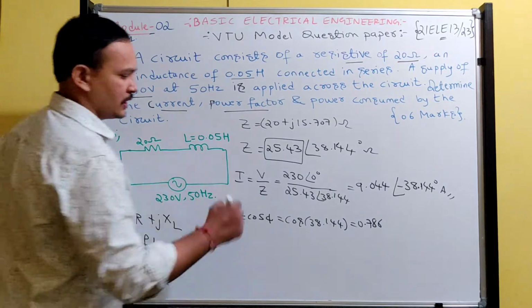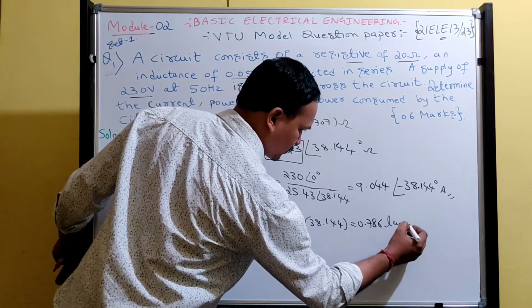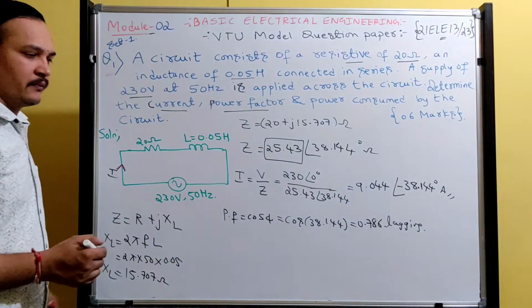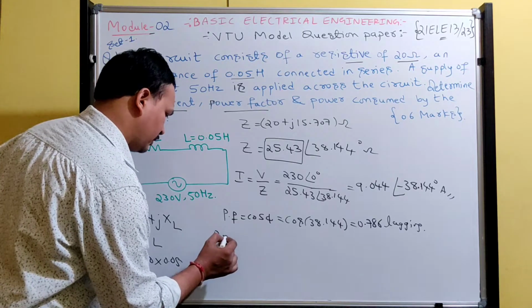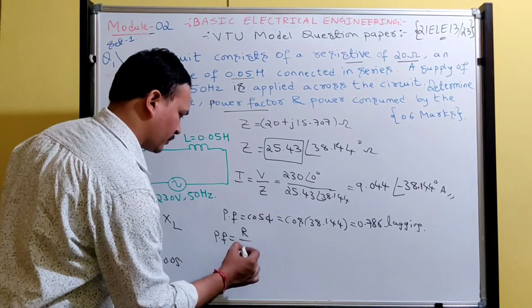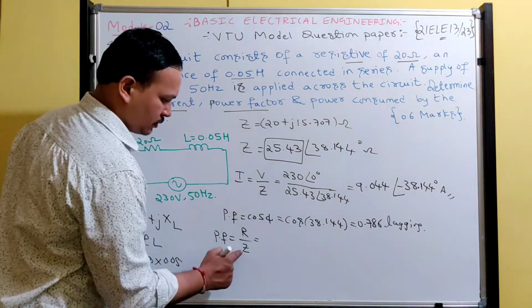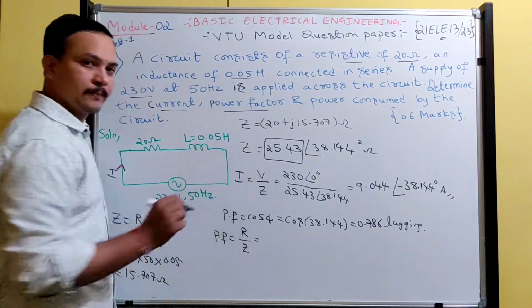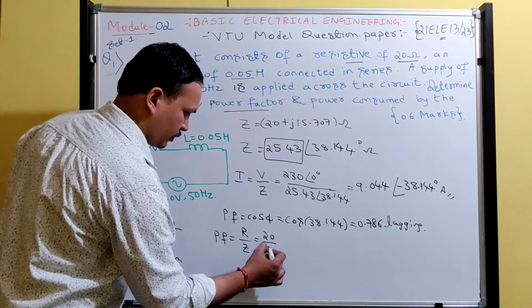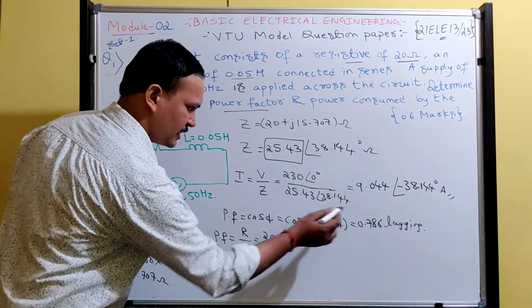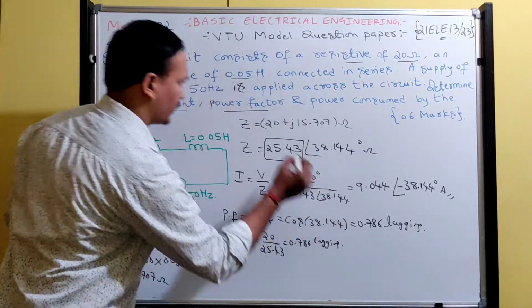So the power factor of this circuit is 0.786. Lagging or leading? Current lags the voltage by this angle, so you must write this power factor with the word lagging: 0.786 lagging. Another way to find power factor is cos phi equals R by Z. Whenever you use this equation, take the magnitude part of the impedance only, don't take the angle. The resistance is 20 and the impedance is 25.43. You will get the same answer, 0.786 lagging. The second question is also finished.